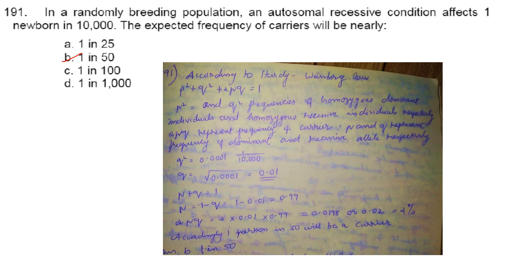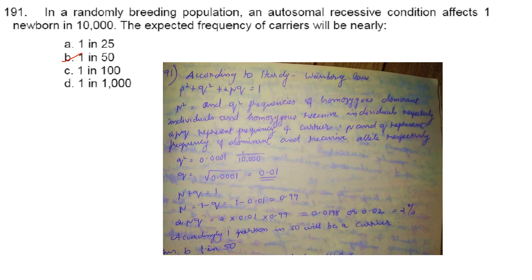In a randomly breeding population, an autosomal recessive condition affects one newborn in 10,000. The expected frequency of carriers will be. So according to Hardy-Weinberg law, p square plus q square plus 2pq is equal to 1. p square and q square are frequencies of homozygous dominant and homozygous recessive individuals respectively, 2pq represents frequency of carriers, p and q represent frequency of dominant and recessive allele respectively.